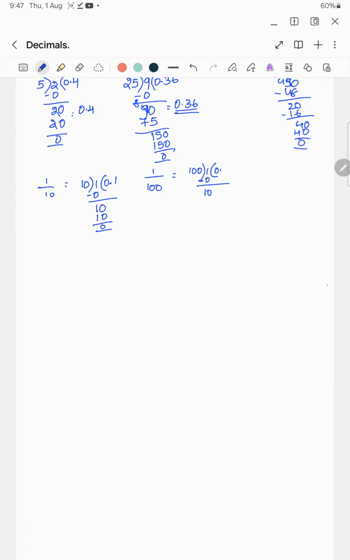less than 10. So there is no multiple of 100 which is less than 10. So we multiply 100 with 0 to get 0. So 10 minus 0 is 10. Next step is add a 0 here and multiply. If we add a 0 here, we check for the multiple of the given number. So 100 into 1 is equal to 100. 100 minus 100 is 0. Answer will become 0.01.